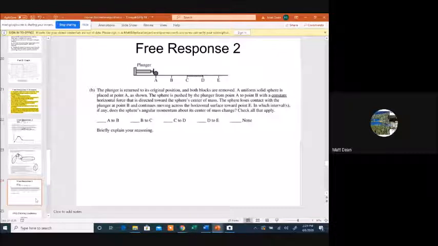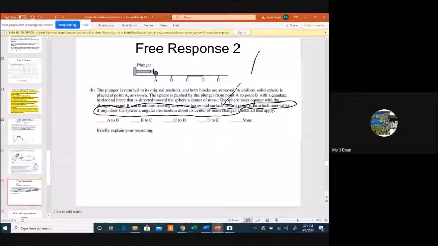All right, so some keys to decode in this question. Look at the next to last sentence, this one right here: in which intervals, if any, does the sphere's angular momentum about its center of mass change? So we're looking for a change in angular momentum. L is angular momentum. If you remember, angular momentum is equal to the moment of inertia times the angular velocity.